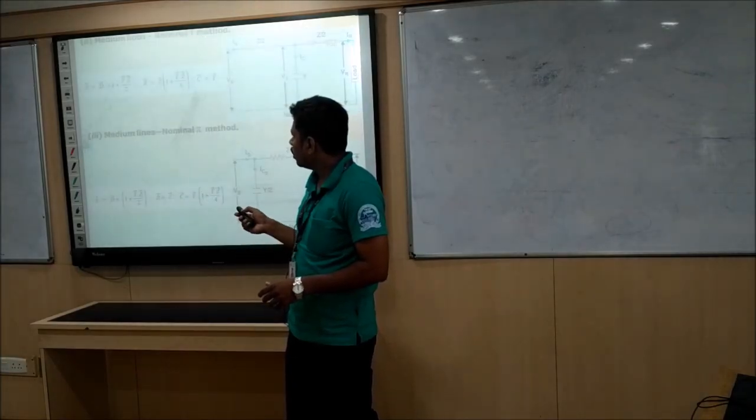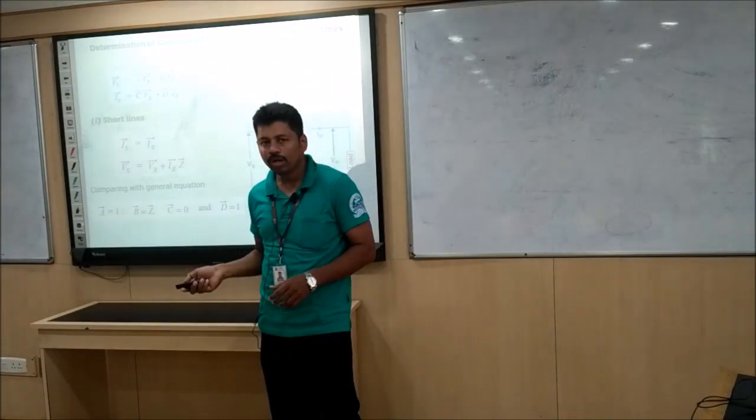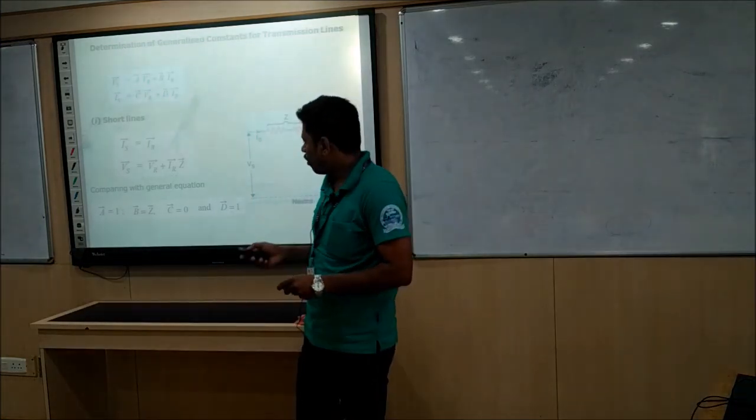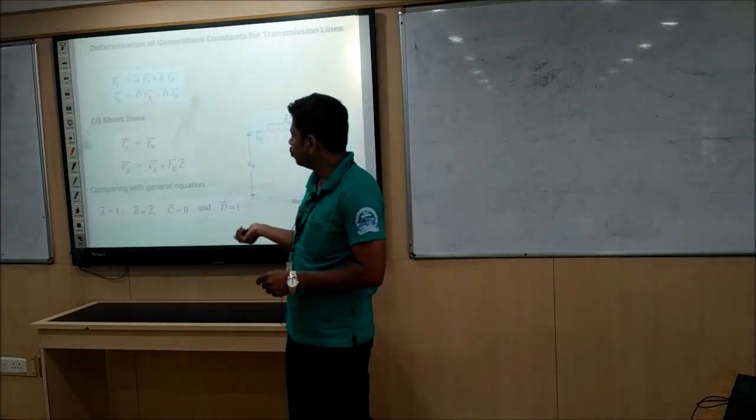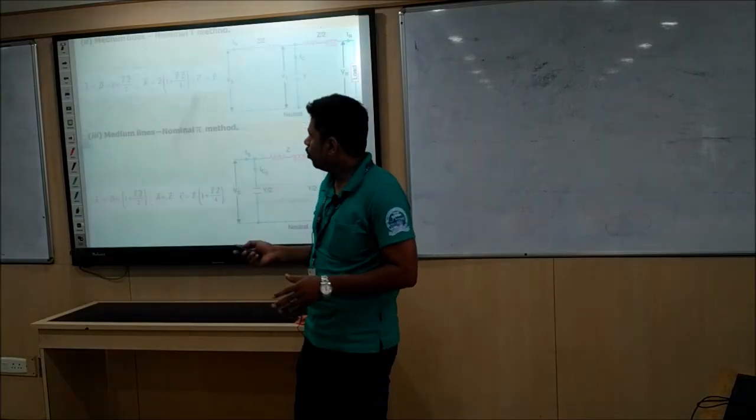These are the expressions we are getting for the short transmission line. If we check whether A equal to D, yes, that condition is satisfied, and AD minus BC is equal to 1, that condition is also satisfied. After getting these, we can use these ABCD constants to find the voltage regulation and efficiency.